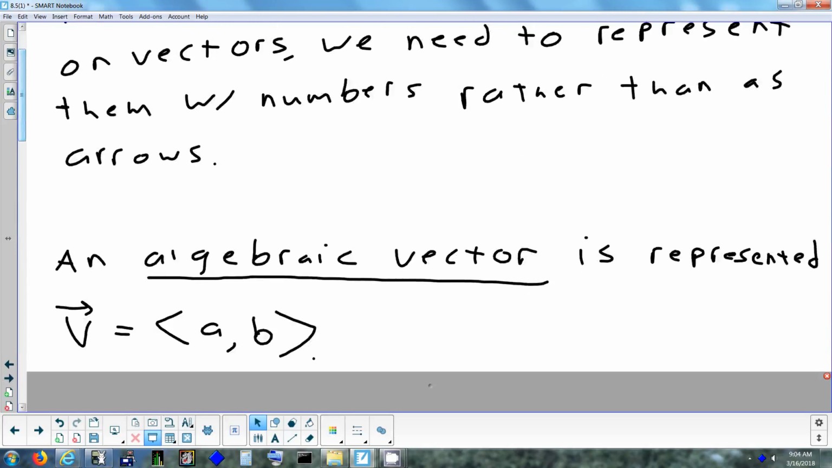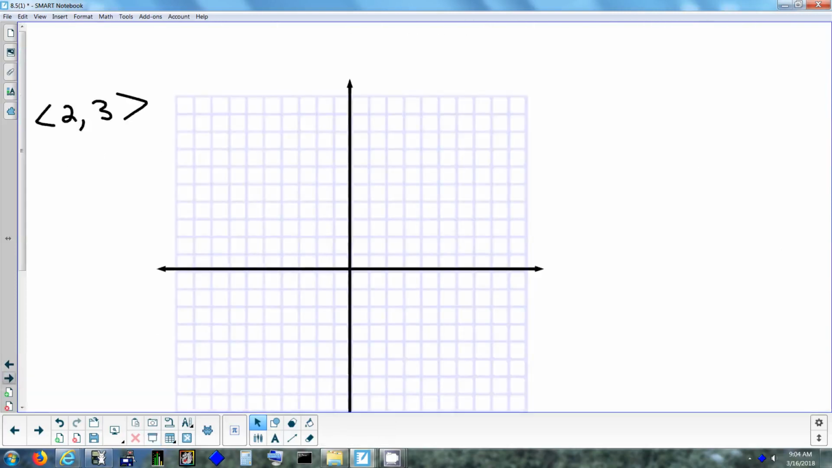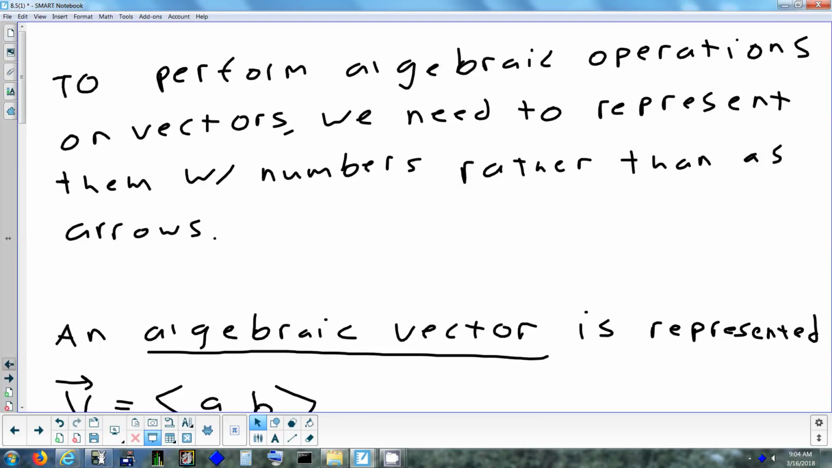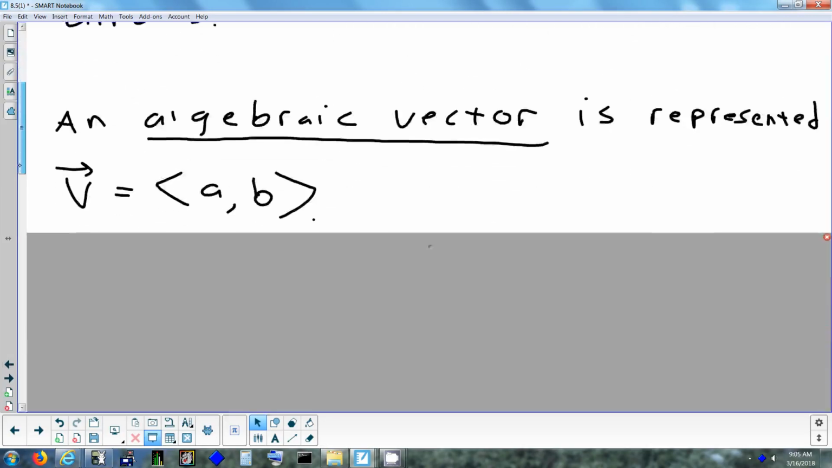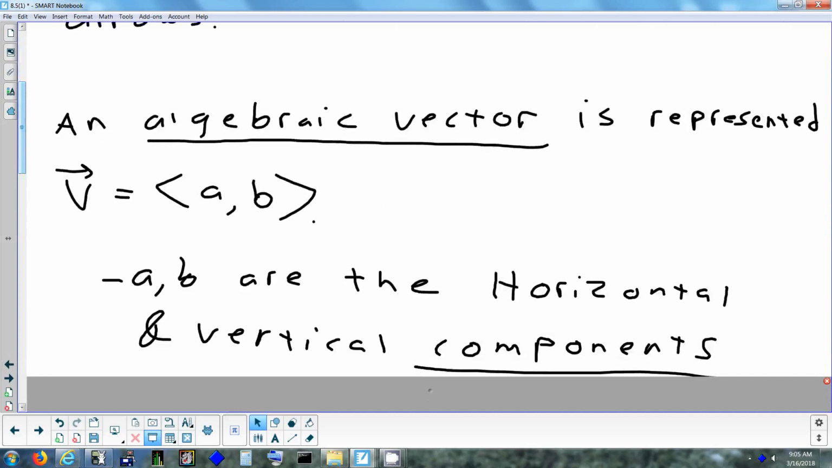Angle brackets, 2 numbers with a comma between them. Here's an example of a vector in that notation, 2, 3. So what do the 2 numbers represent? They're the components of the vector. It's the horizontal and the vertical component.